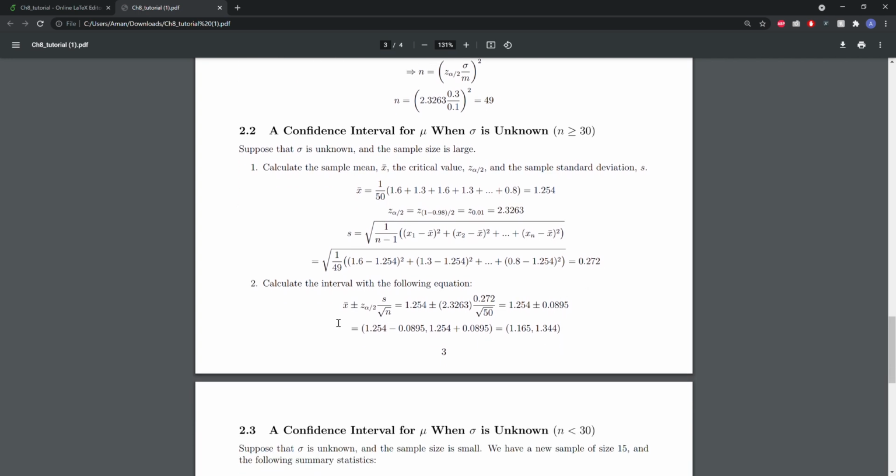And to calculate the interval, the equation is almost the same. The only difference is instead of sigma, which was the population standard deviation, we use S, which is a good estimation for the population standard deviation. And again, S is the sample standard deviation. And we get an interval of the following here. And we can say that we are 98% confident that the true mean blood lead level in Canadians is between 1.16 nanograms per deciliter and 1.34 nanograms per deciliter.